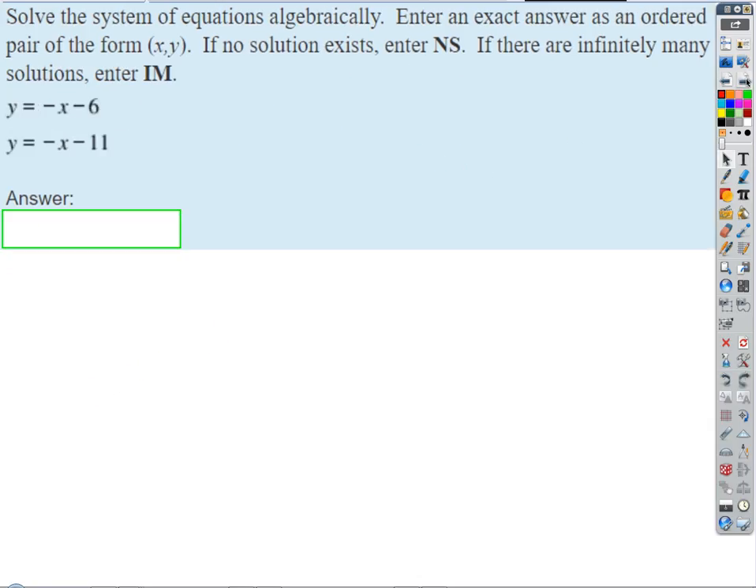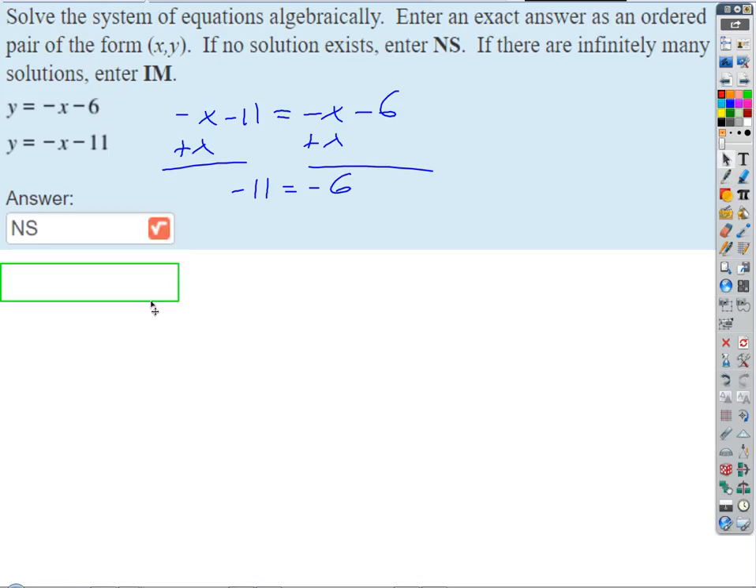Compare that to one like this. This is just a substitution equation, right? I could just substitute the bottom y into the top y, right? And so instead of a y up there, I'll get a negative x minus 11. If I add x to both sides, look what happens. I get negative 11 equals negative 6. Okay, the variables dropped out, but is that true? It's never true, so that means parallel lines, no solution. Okay?